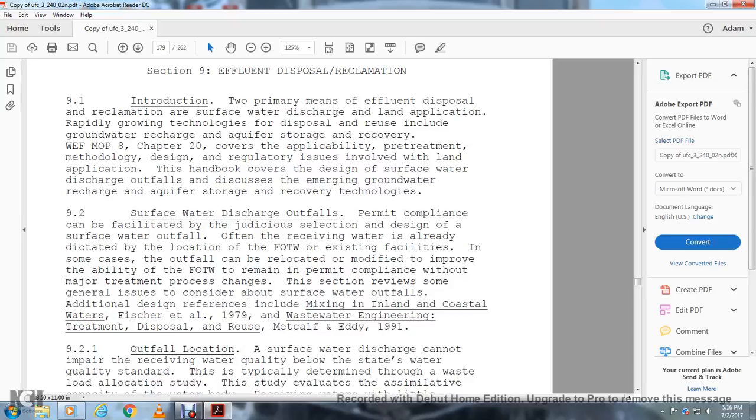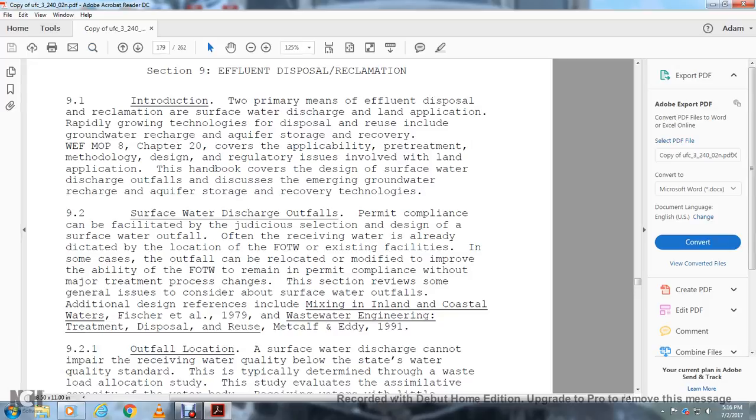9.2 Surface water discharge or outflow. Permit compliance can be facilitated with the duty selection with the design for the surface water outflow, where the receiving water is already dictated with the location of the FOTW existing facilities. In some cases, the outfall can be relocated or modified to improve the stability of the FOTW and remain in compliance with the majority of the process. This section reviews the general issues of consideration about the surface water outflows.